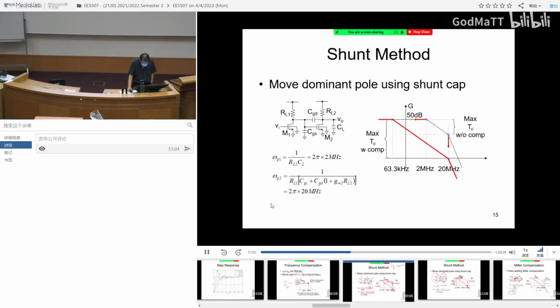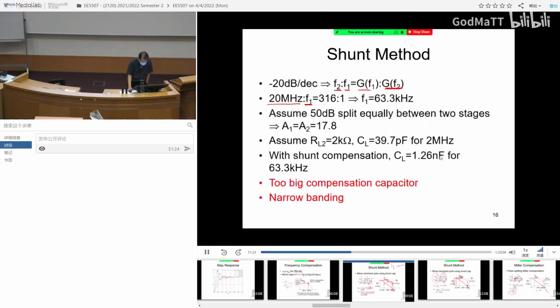Let me see. 20 megahertz. Maximum gain. Oh, sorry, this is 50 dB. So if I want to have this frequency ratio to maximize my loop gain, it's basically the same as the gain ratio. One is at 50 dB, another is at 0 dB. Therefore, F2 corresponds to a gain of 1, F1 corresponds to a gain of 50 dB, which is 316. Using this formula, you can then figure out your F1 to be 63.3 kilohertz.